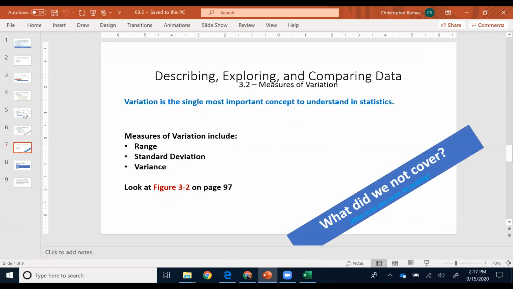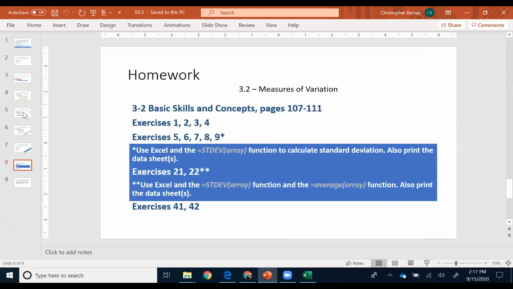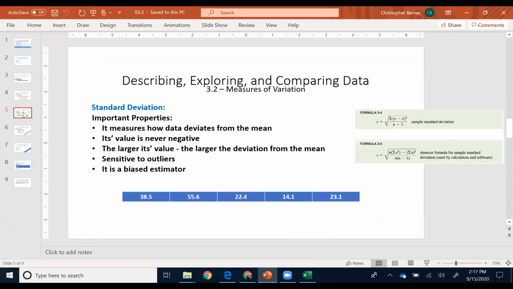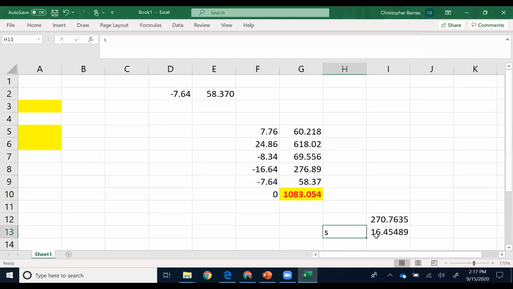We're not going to do the range rule of thumb. The one thing I'll leave is this. One is the homework. The thing that we didn't go into detail about is the variance, right? The variance is nothing more than taking the standard deviation and squaring that value. So if we were to go back and look at this value of 16.45489, if we square that, that gives us our variance. So again, knowing how to do the standard deviation by hand is really, really key.